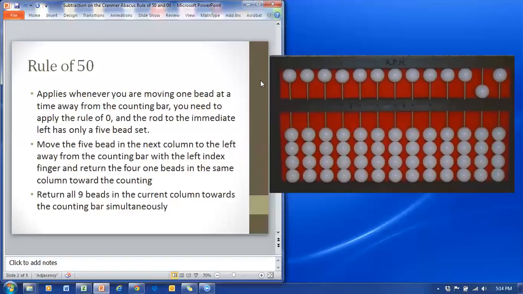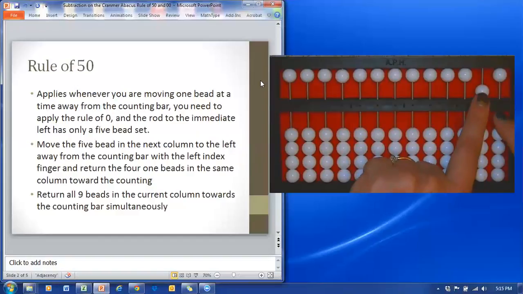This is going to apply whenever you are on a column, trying to move a bead away from the counting bar in that column, but there are none to move. You need to apply that rule of zero then. But in the rod to the left, there are no 1 beads either. So the next bead you can subtract or move away from that counting bar is the 5 bead in that next column. So it's kind of like subtracting from 50.